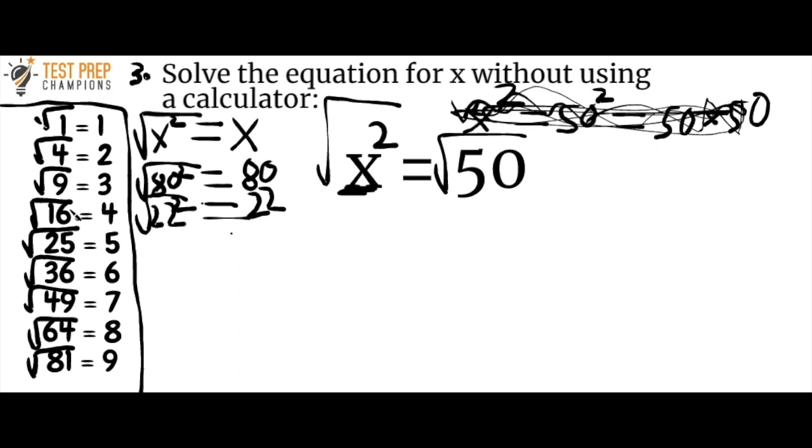So the strategy here is we're going to take 50 and break it down into two numbers that will multiply together to give us 50. We want to find pairs of numbers that multiply to 50, and we want a pair in which one number is one of the numbers I have written here underneath the square root symbols.